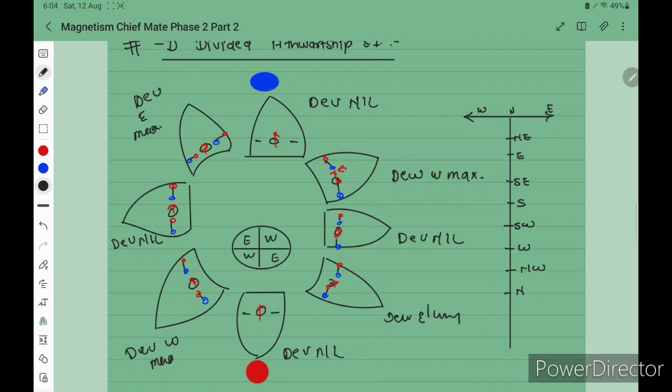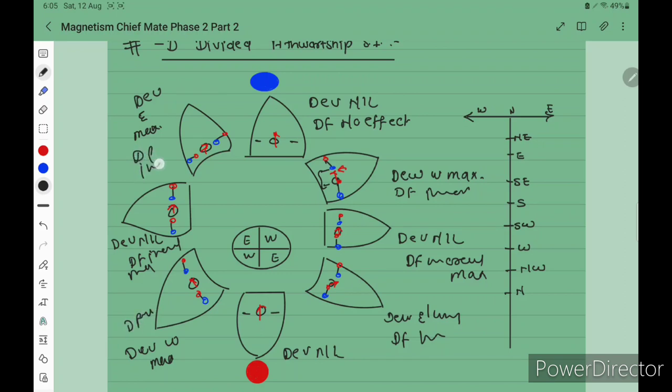Okay, DF, now DF no effect. DF increased, because the blue and the red are in line with the line of force. So DF increased, DF increased maximum. Here also DF increased maximum, DF increased, DF increased, DF increased.